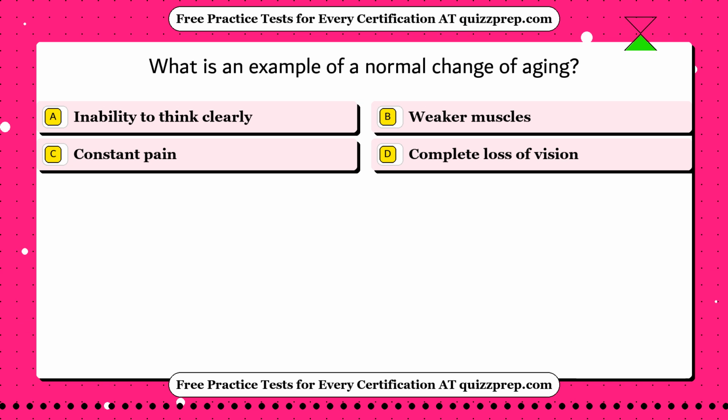Question 87. What is an example of a normal change of aging? Option A, inability to think clearly. Option B, weaker muscles. Option C, constant pain. Option D, complete loss of vision.